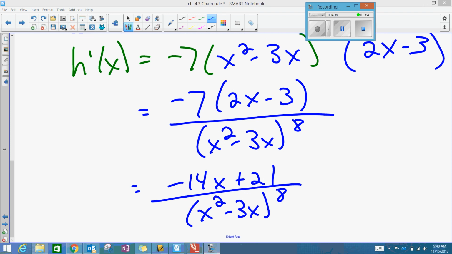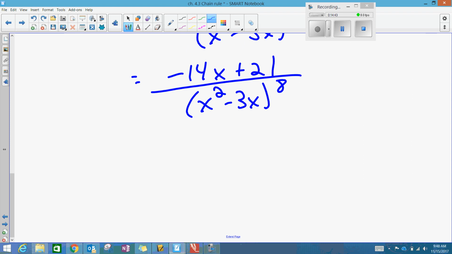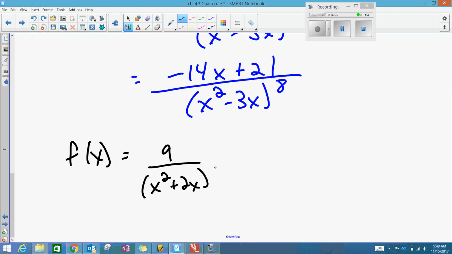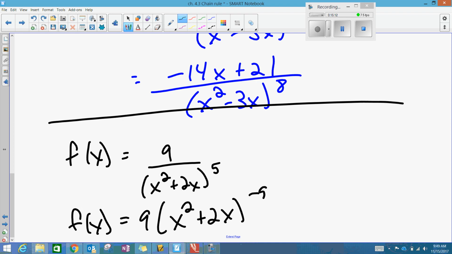Okay, now I want to add a problem onto here for a second, because I just realized something I haven't shown you guys. So let's make up a new problem here. Let's call it f of x equals, and let's say it's 9 over x squared plus 2x to the 5th. Okay, so I just made up that problem to show you guys another way to do it. So again, even though there's not a 1 up top, there's still no variable in the numerator, so we can still rewrite that to be 9 times x squared plus 2x to the negative 5.